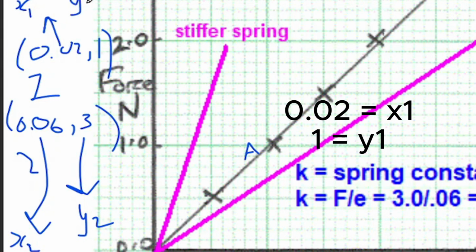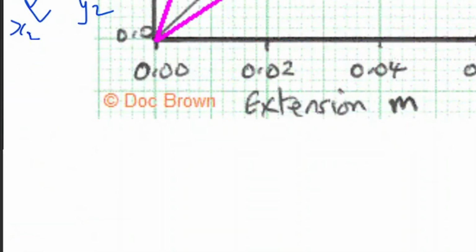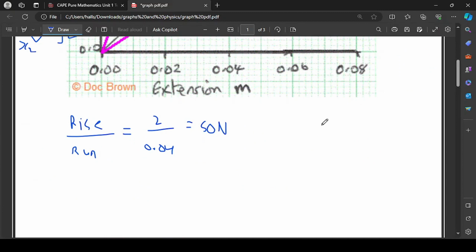And now you just put them into the equation. So just slot them into the spots that they need to go. Well, no, y is on top. Good. So I'll have y2, that's 3, minus y1, which is 1, over x2. What's x2? x2 is 0.06 minus x1. What was x1? x1 was 0.02. And you'll get the exact same thing, right?